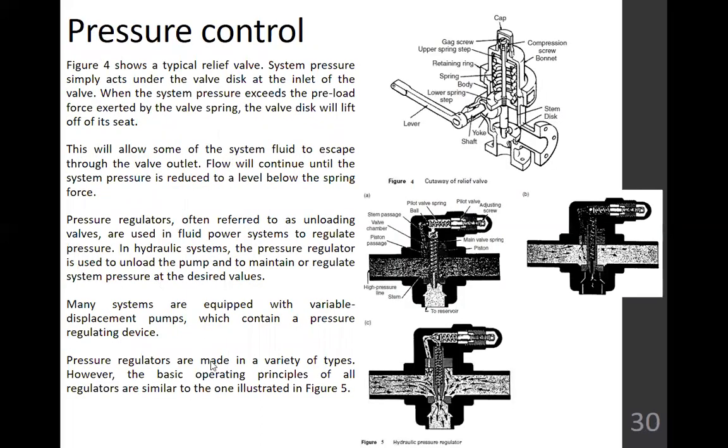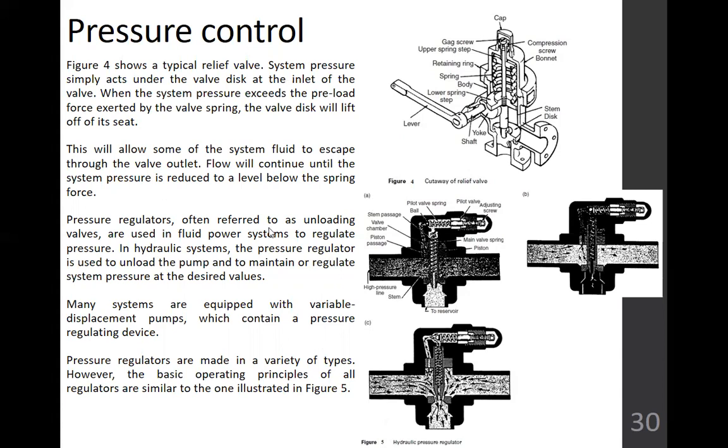Pressure control. Okay, so ito yung settings mo. Figure 4, ito, shows a typical relief valve. System pressure simply acts under the valve at the inlet of the valve. When the system pressure exceeds the preload force set by the valve spring, the valve will lift off its seat. So this allows some of the system fluid to escape to the valve outlet. So the flow will continue until the system pressure is reduced to a level below the spring force.